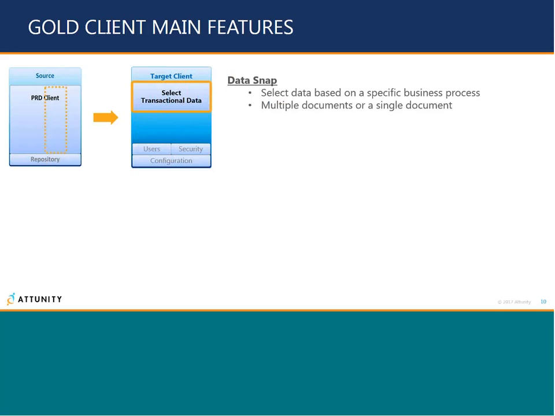Gold Client will go to your production system. It will read the data from your production system, write it to a flat file that's compressed 24:1 and import it into your non-production system ready for use.